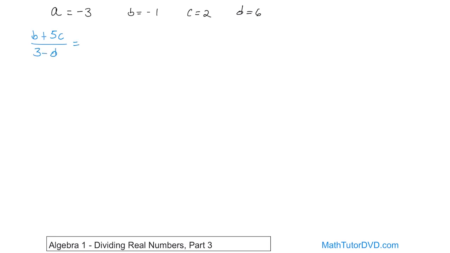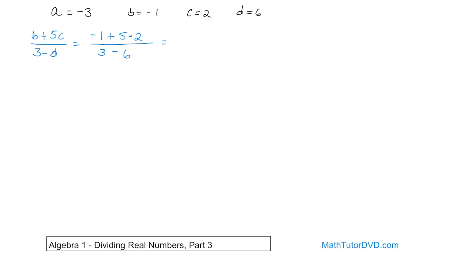Now all you have to do is plug in the values, and then you have to use all the rules that we have learned to solve it. So b here is going to be negative 1. So you have negative 1 plus 5 times c. c is 2, so it'll be written just like this. And then on the bottom we have 3 minus d, which is 6. Be written just like that.